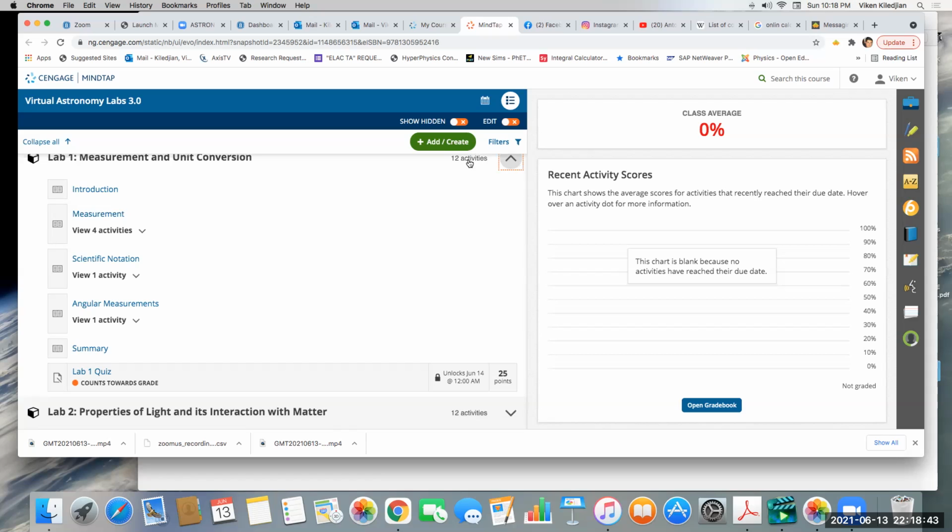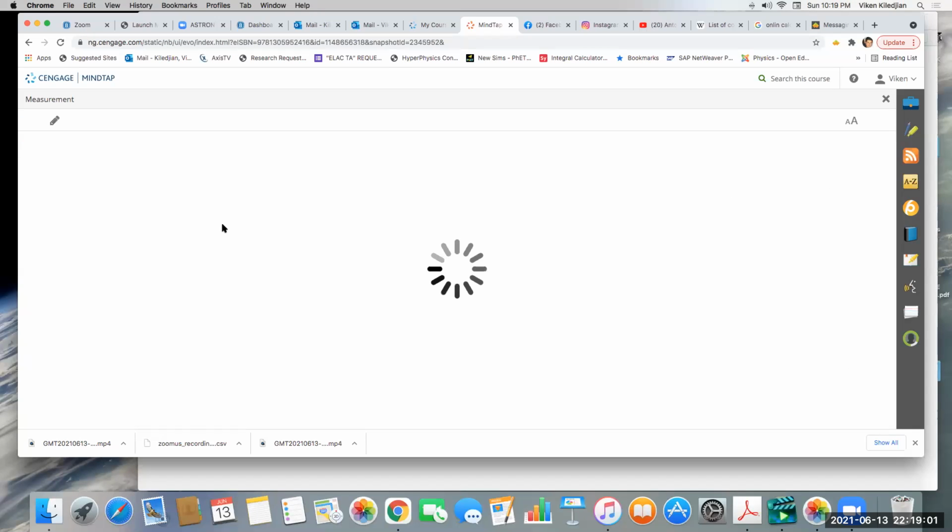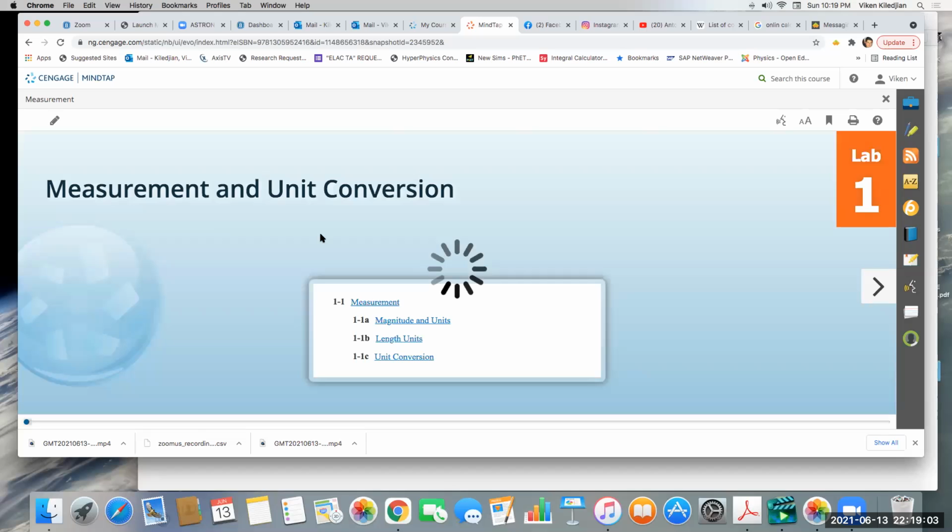So you've got 12 activities here. Let's start with measurement. Within the 4 activities that are listed here, there are sub-activities, so in total they add to 12 activities. I'll walk you through some of these and show you what you need to do.